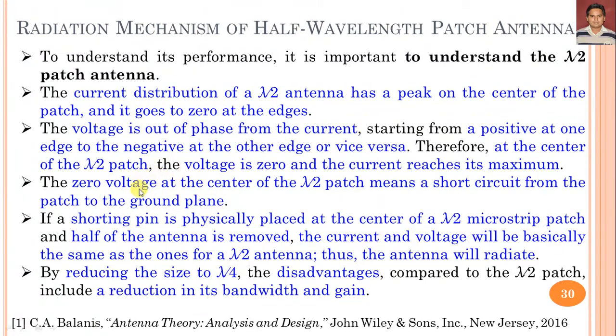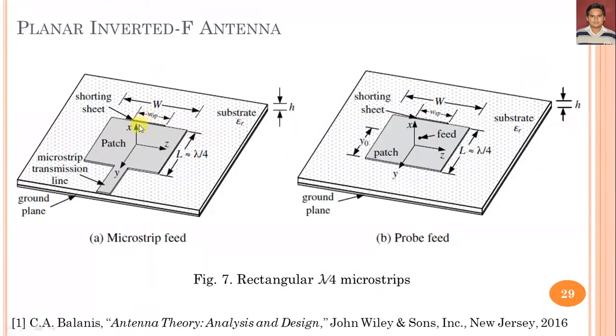So the important conclusion from the lambda by 2 patch antenna is the zero voltage, which means it is a short circuit. If a shorting pin is physically placed at the center of the lambda by 2 microstrip patch and half of the antenna is removed, the current and voltage will be basically the same as for the lambda by 2 antenna. Thus, the antenna will radiate. It is the similar radiation mechanism we discussed in the wire antenna as well as in the microstrip antenna series. If we replace the zero voltage point with a shorting pin, as you can see here at the center, we have replaced it.